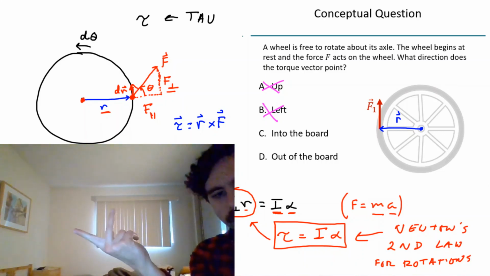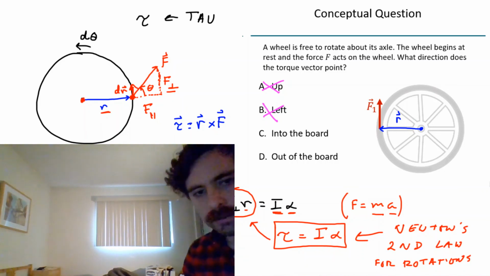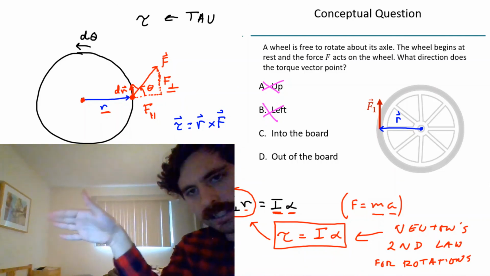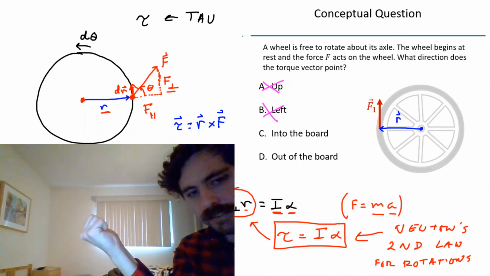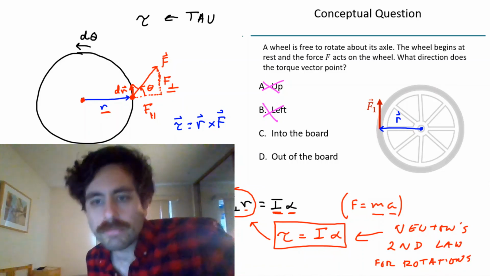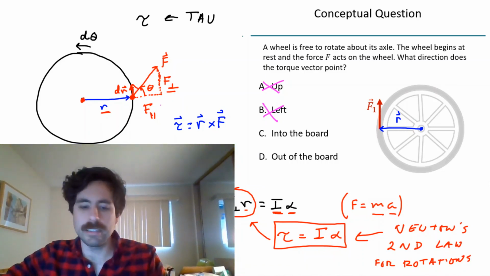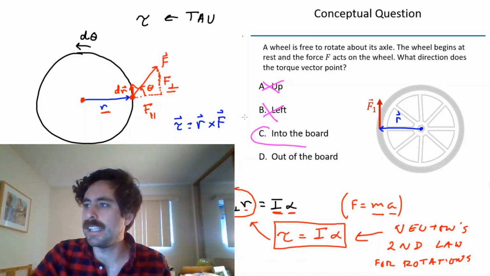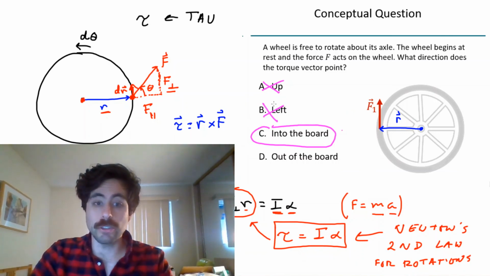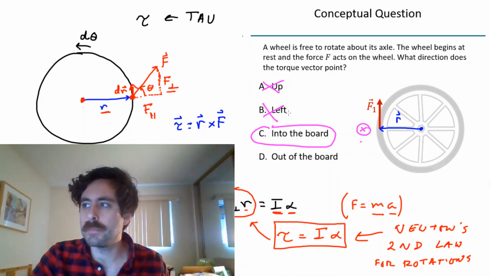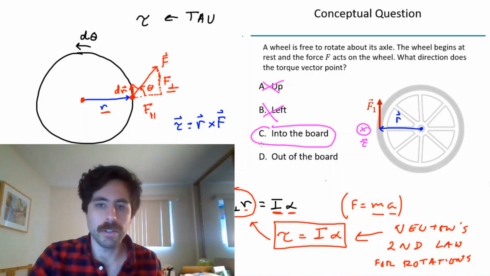Now, I don't really like contorting my hand like this, so I have a different way of doing the right hand rule, which is I point my fingers in the direction of r, they're pointing this way, then I curl them in the direction of F, and then my thumb points in the direction of the cross product. Okay. So we can see that this cross product points in the direction C, into the board. Now we can draw the direction into the board like this. I can draw a circle with a little X in the middle. That is a vector that points into the board.